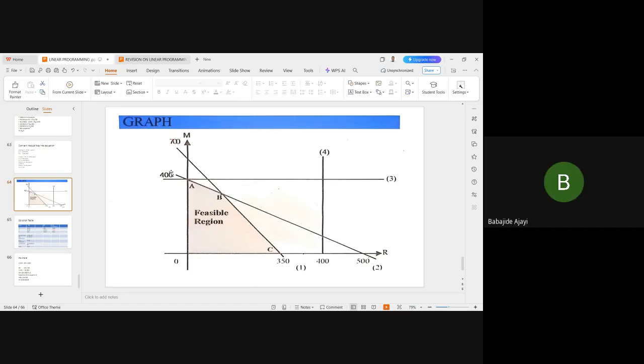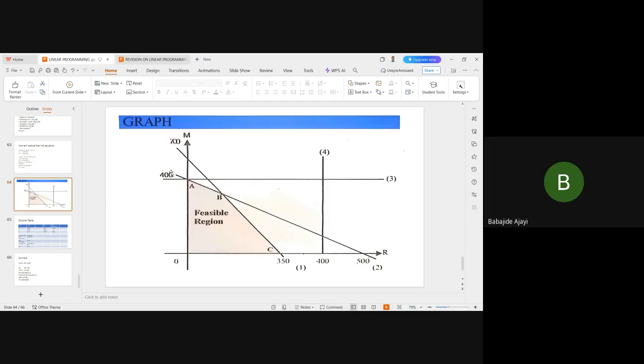So I still want to ask one or two more questions. Is it possible that we have 2 points of intersection in a graph of this nature? Yes, it is possible. Very well. In this question, in this graph, we have more than 1 point of intersection.